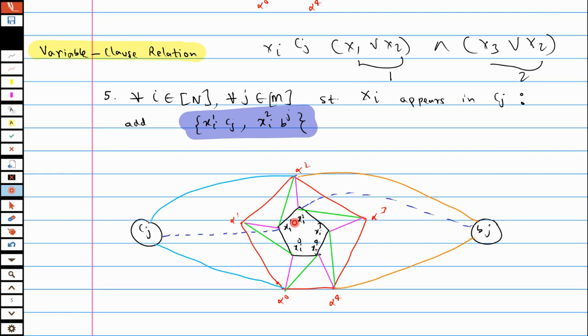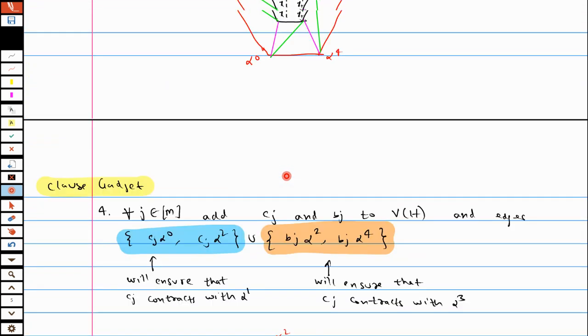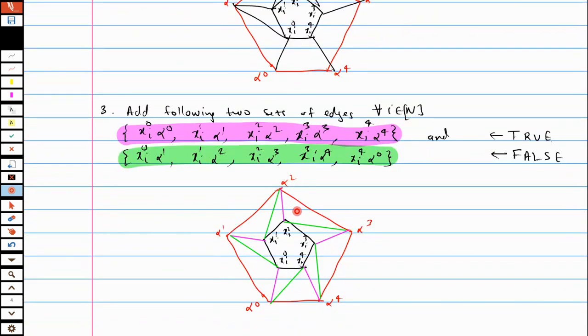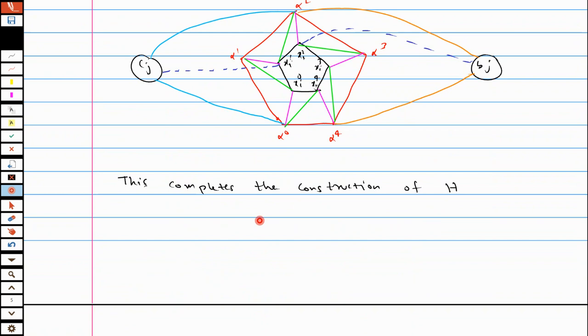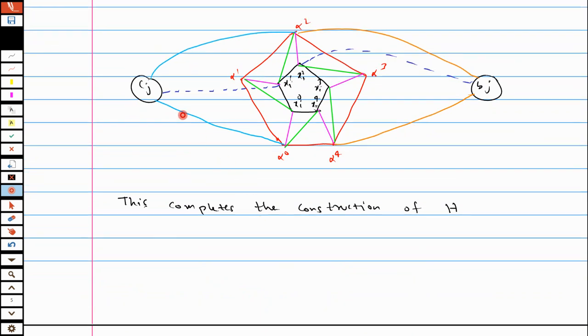And I forgot to mention that we're adding these two sets of edges because they denote the assignment of the variable. So if the variable is set to true, then we can contract using these magenta edges, and if it is set to false, then we can contract using these green edges. Like we will be able to contract, else we won't be able to contract. Okay. So this completes our construction for H. So this is our final construction for H. This will be done for all j's and for all i's.